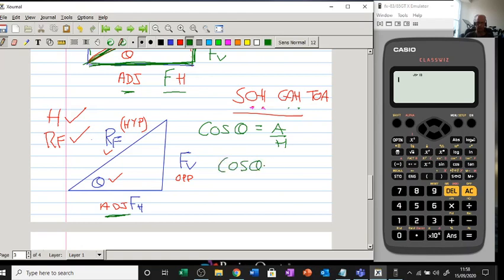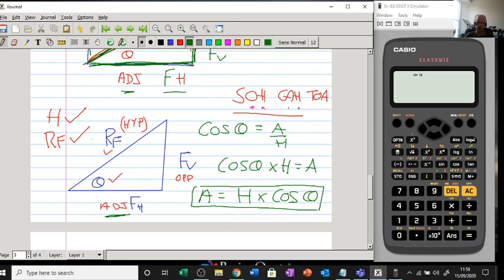So cos of the angle times by h equals a. So a equals h times by cos theta. So the adjacent side is the hypotenuse times by cos of the angle. Just trigonometry, GCSE stuff really.